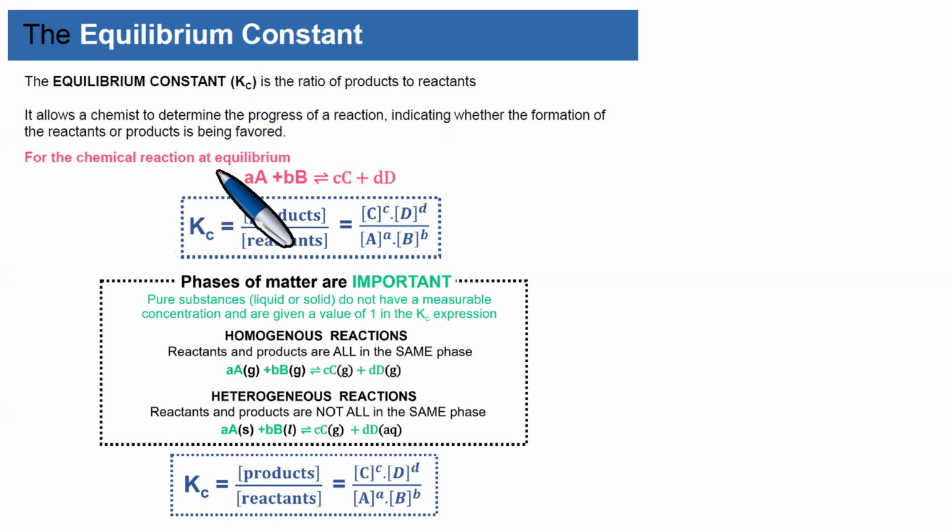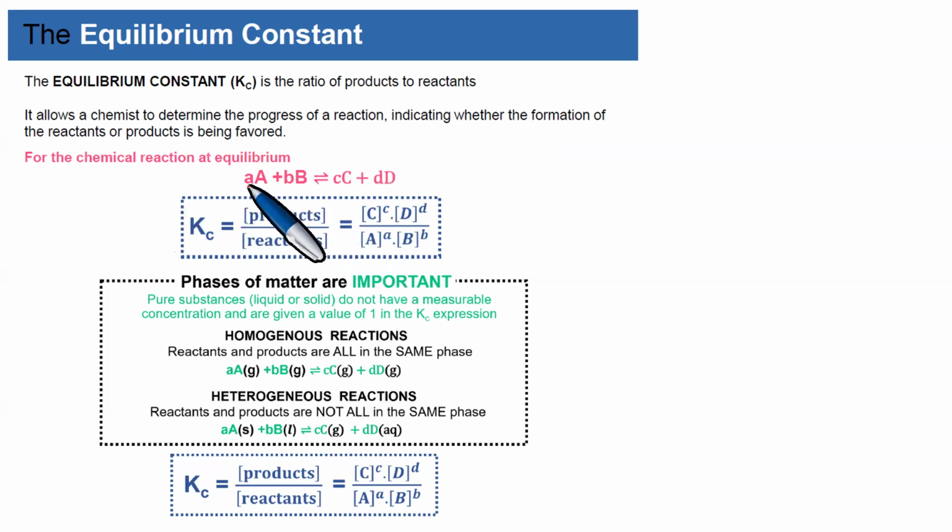For the chemical reaction at equilibrium, let's look at this chemical reaction at equilibrium. It's just a hypothetical chemical reaction there. Let's see what happens to it as we analyze this very carefully.